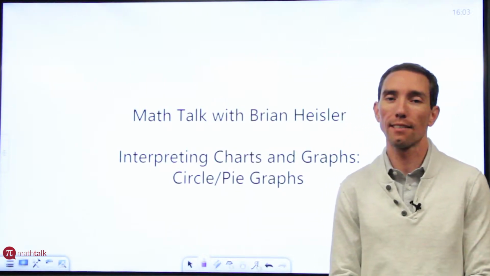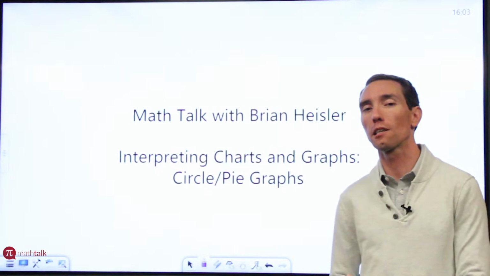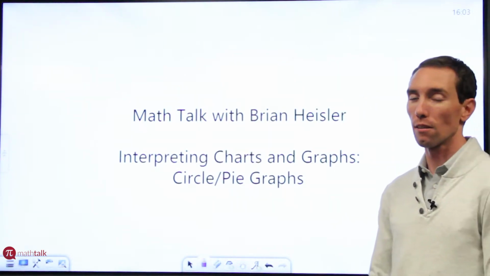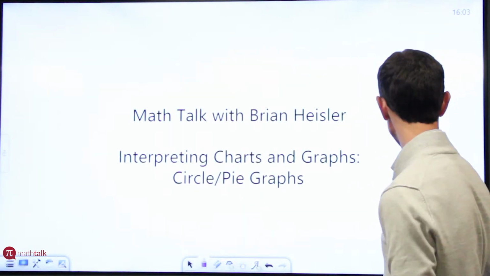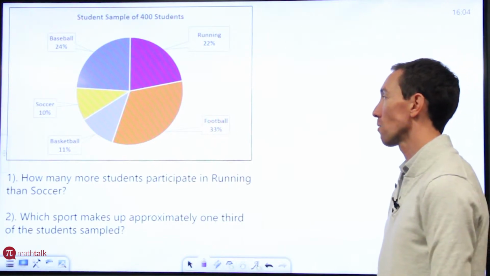I'm your host, Brian Heitzler, and today we're going to look at part 3 of our little series on interpreting charts and graphs. And we're going to look at pie graphs, also known as circle graphs. So let's look at a couple of examples. So we have an example of a pie graph here, and we have a couple questions.